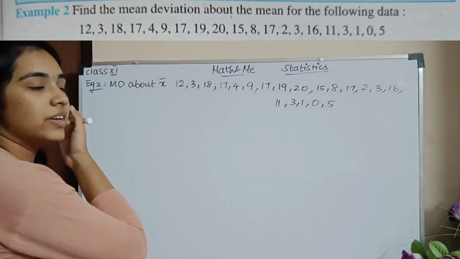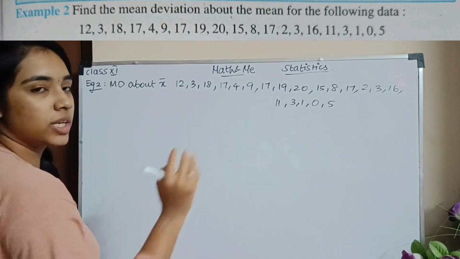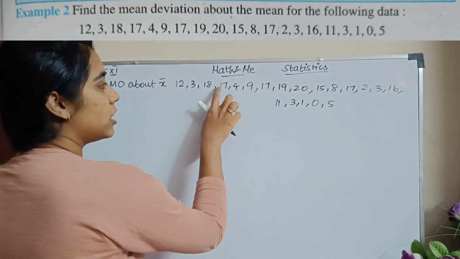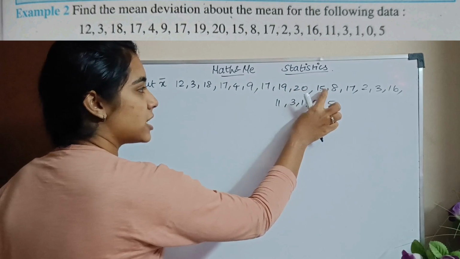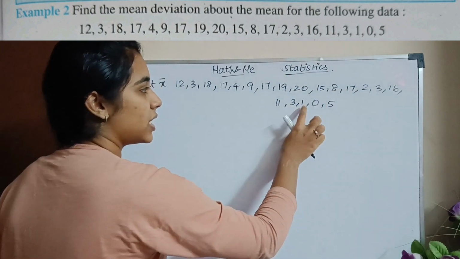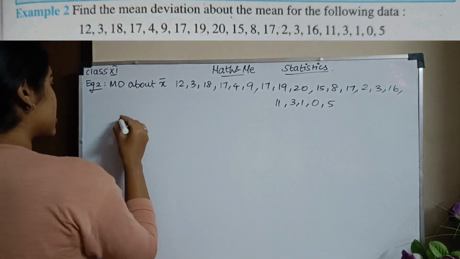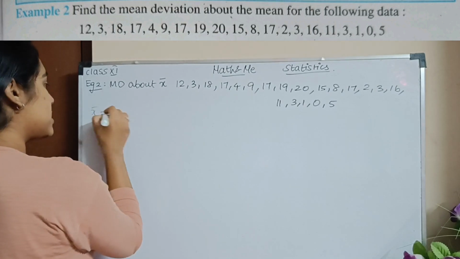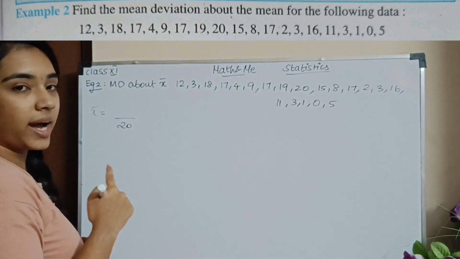Example 2, mean deviation about the mean again. What is your total number of observations? 1, 2, 3, 4, 5, 6, 7, 8, 9, 10, 11, 12, 13, 14, 15, 16, 17, 18, 19, 20. So your total number of observations is 20 and I need to add all these values.